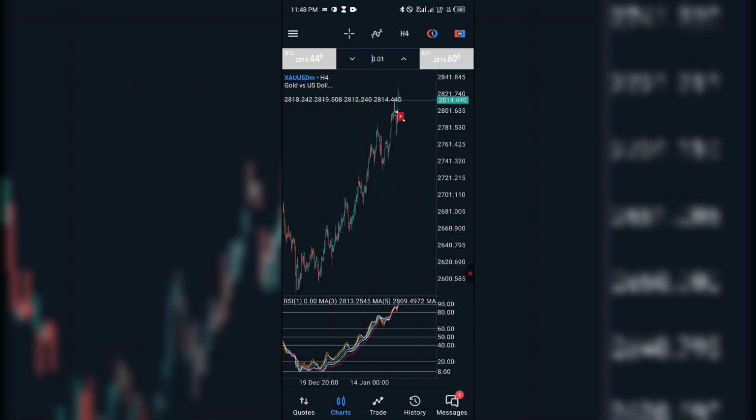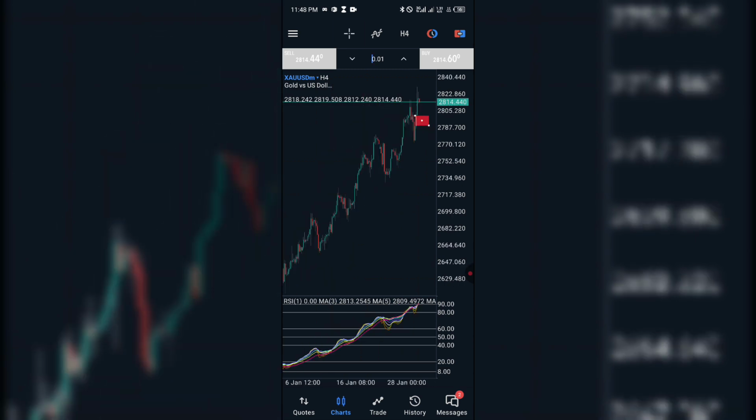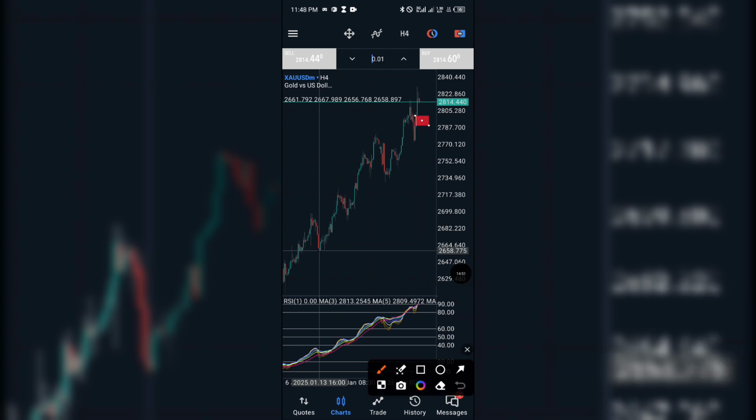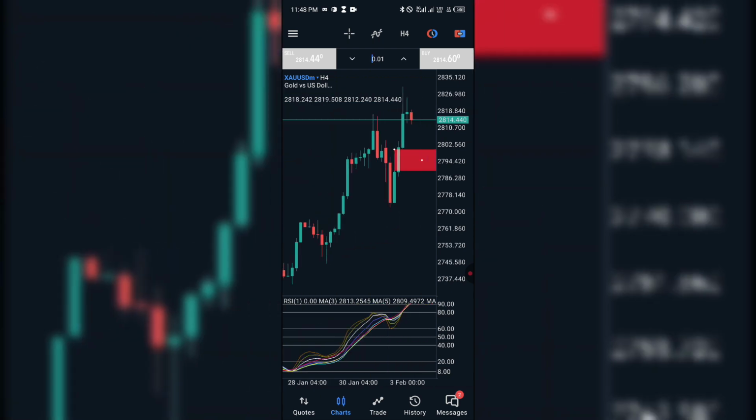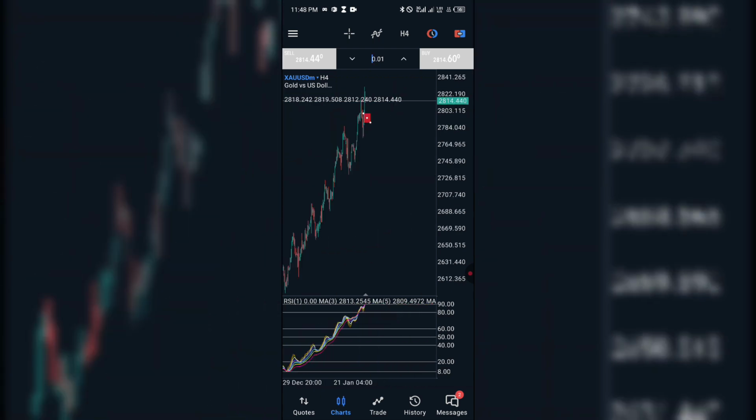Now let me zoom in, guys. Look at this right here. Price was where? Price was into or around this oversold region, right? You can see, and price pushed high. That is why I said you have to zoom out properly, guys, to see the next move.